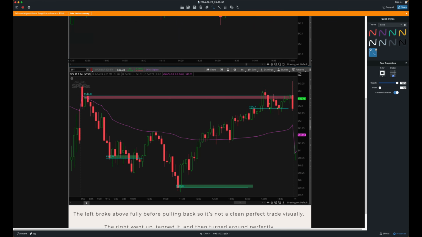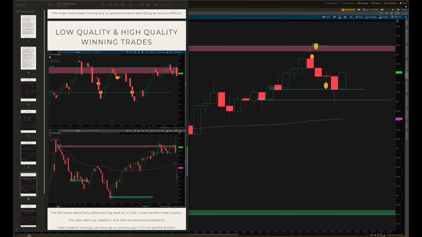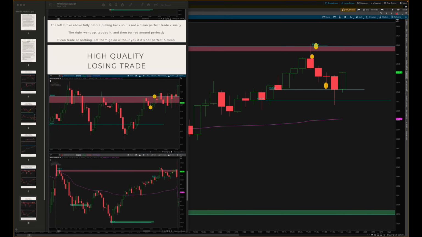And then we go down here. So clean trade or nothing. Let them go on without you. If it's not perfect and clean, that's the concept. That's what you need to look for. High quality pieces there. And now here's an interesting piece.